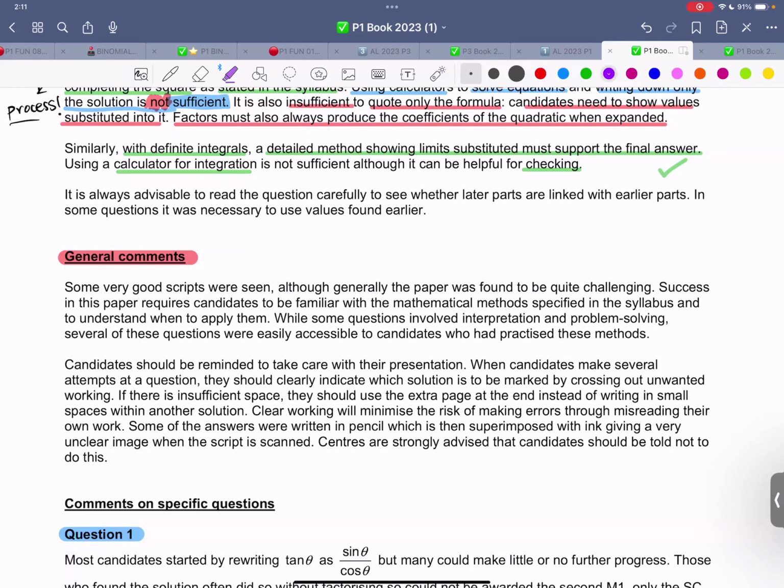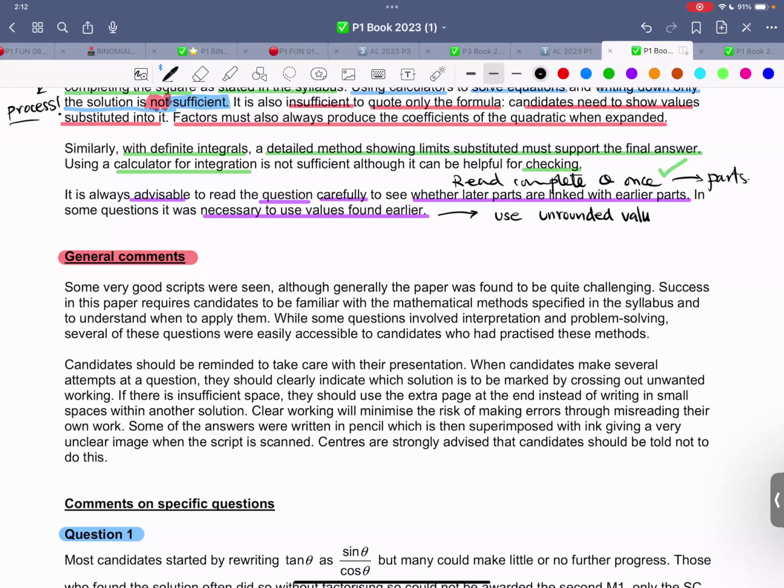And then it further says it is always advisable to read the question carefully to see whether later parts are linked with earlier parts. That means read the complete question. So read the complete question once at the beginning and then go to the parts. And in some questions, it was necessary to use values found earlier. And over here, let me add one thing which the examiner forgot: use unrounded values for later parts.